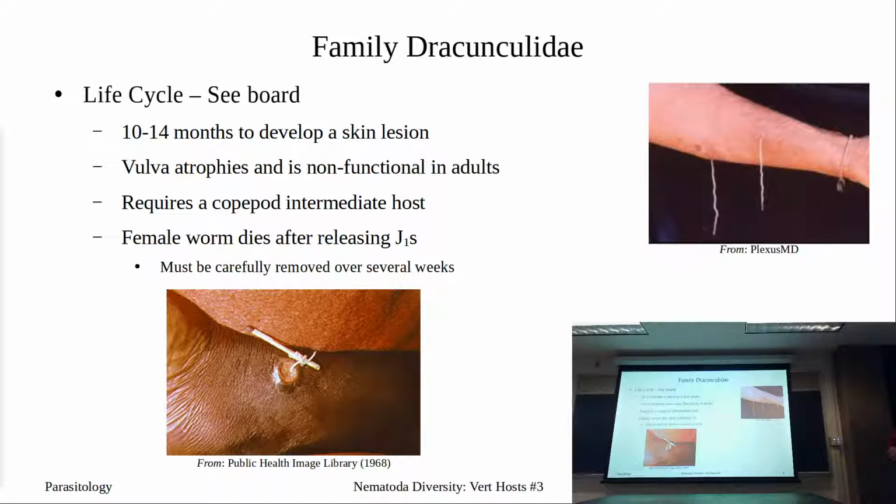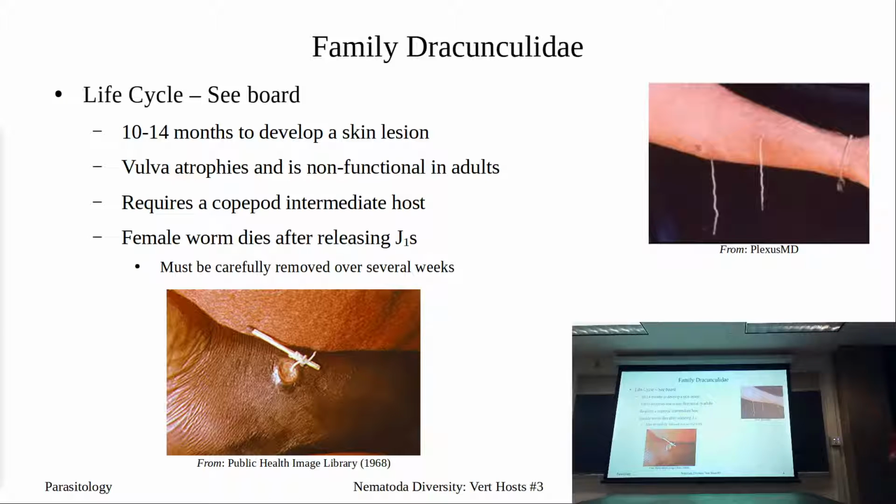All right, Dracunculus. We did our life cycle, right? So who's the definitive host? Humans. First intermediate host is? Copepods. How do humans get infected? Raw fish. No, not raw fish. How do they get infected? Yeah, they accidentally consume the copepod while they're drinking water.